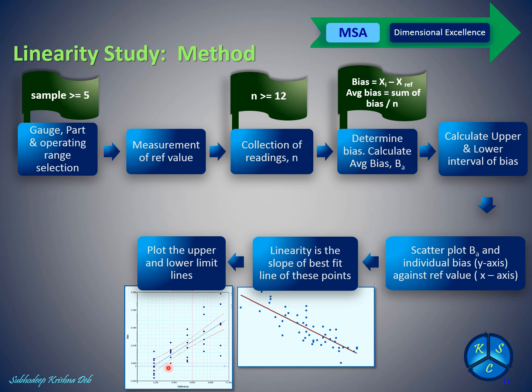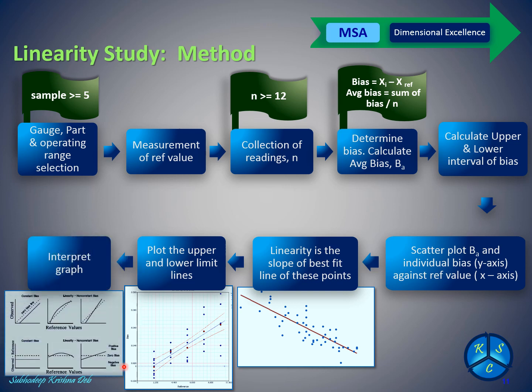After that, we will plot the upper and lower interval of bias that we have calculated, and this will give the final outcome. Then we have to interpret what the linearity is. As we have discussed in the previous videos, non-constant bias is the linearity. This is the constant bias, this is the constant bias. So how to interpret, we will come to in the next slide.